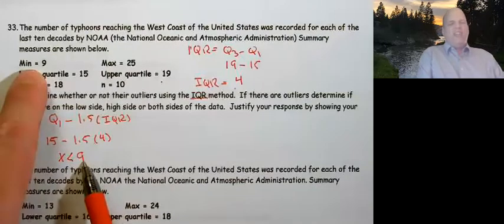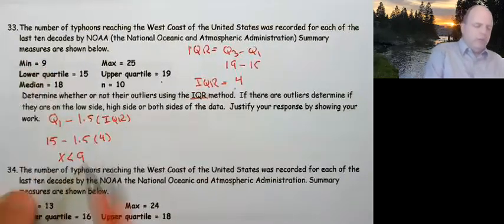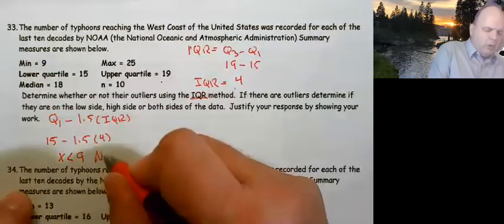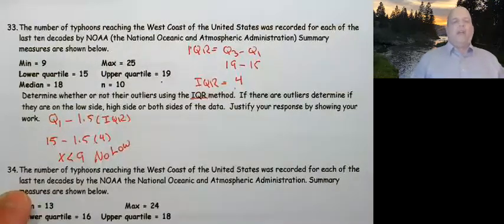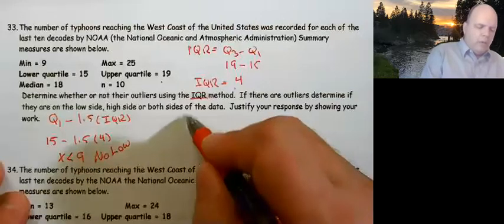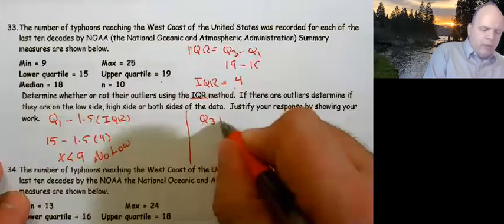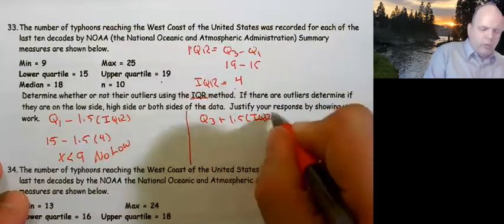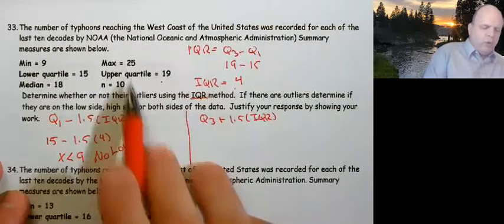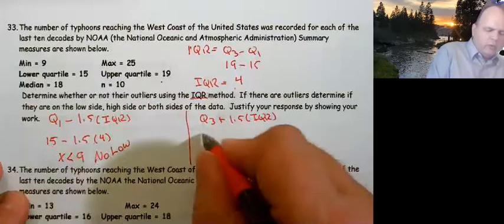But what we see is it's equal. If it's on the fence, it's not an outlier. And we have no values less than 9, so no low. I'm going to write no low for no low outliers, all right? Now we need to worry about the high side. Our high side is going to be Q3 plus 1.5 IQR. Well, Q3, we already said was 19. They gave that to us.